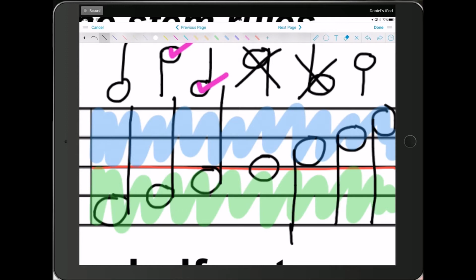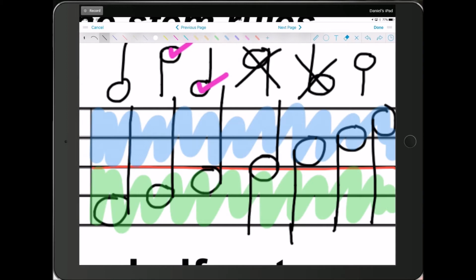This one's not quite long enough. There. If the note is on the third line, then it can either go up or it can go down. It's your choice. Okay? You're not going to have two stems. Just pick a side, up or down.